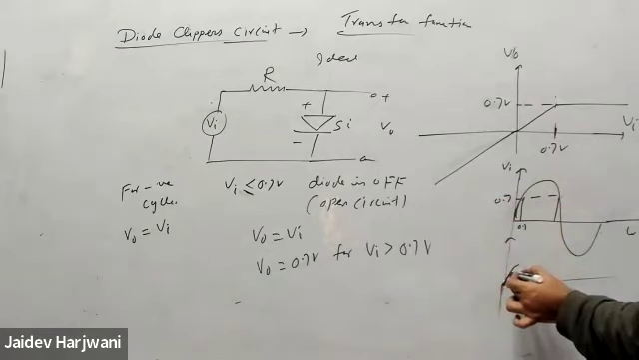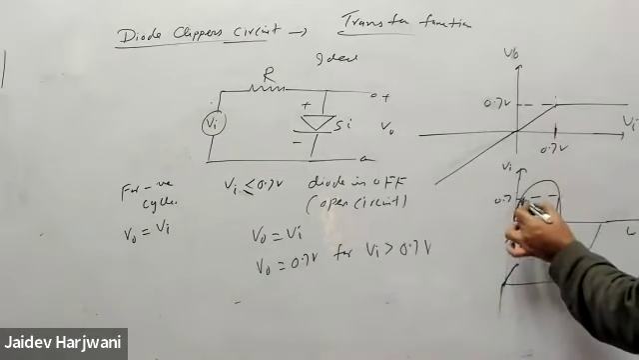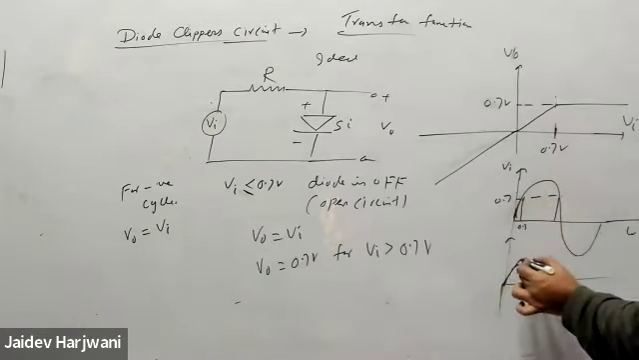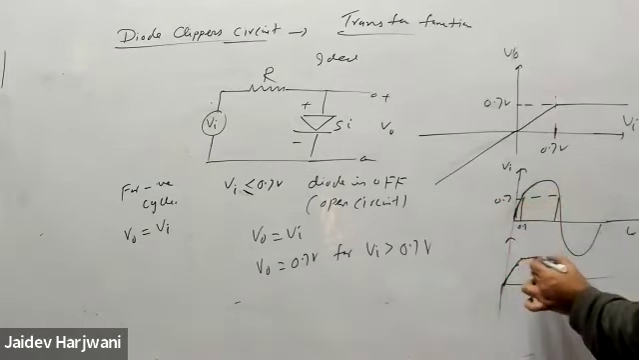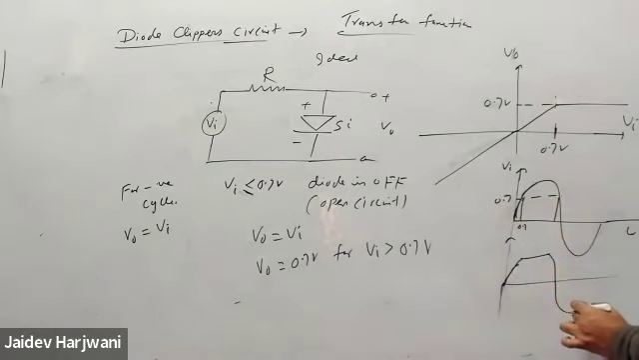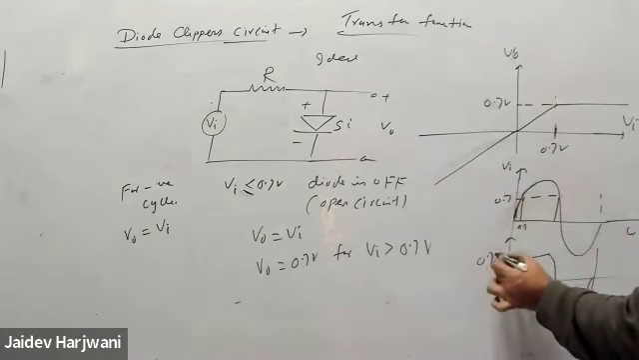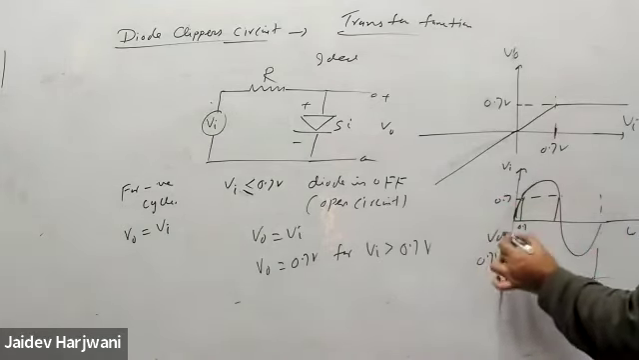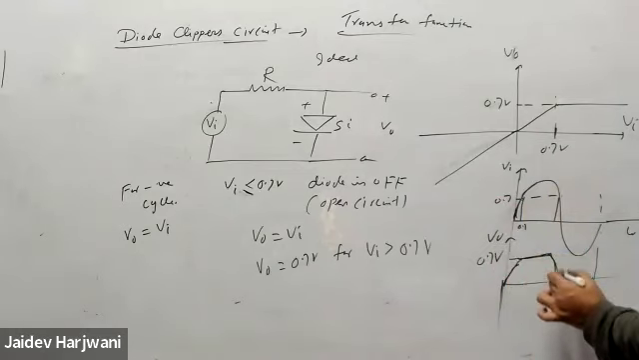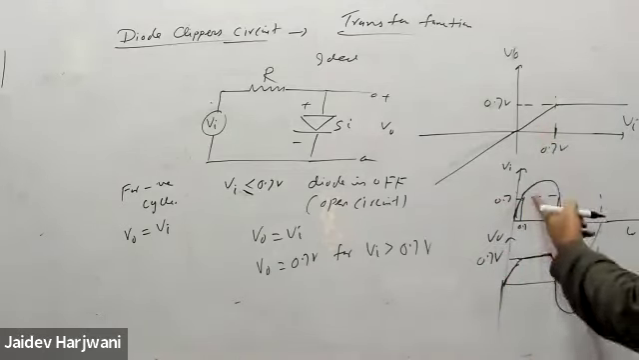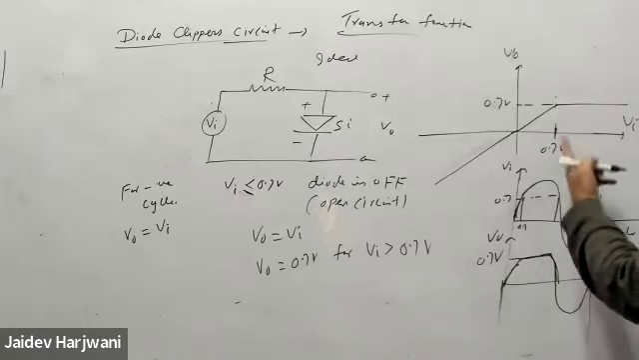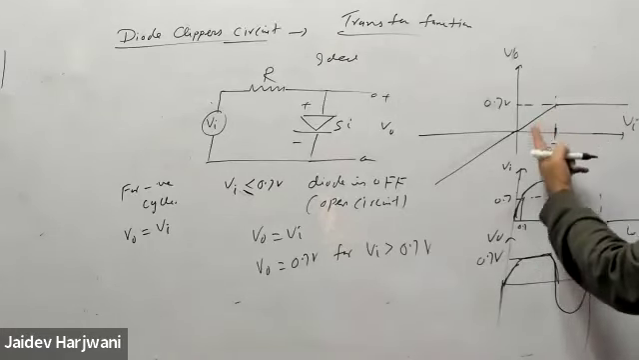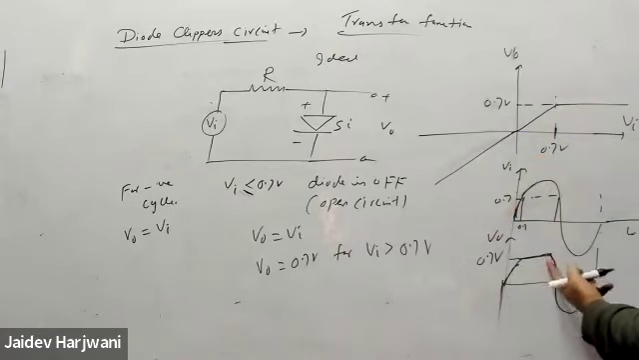Up to 0.7, when it is less than 0.7, the output will be the same as the input, and when it becomes greater, it will become constant. Again it will be the same, and for the negative part you get exactly the same. So this is 0.7 volt, and this will be the graph for a sine wave. By knowing this, you can immediately plot it: if greater than 0.7, constant, otherwise it is the same, exactly like the input.